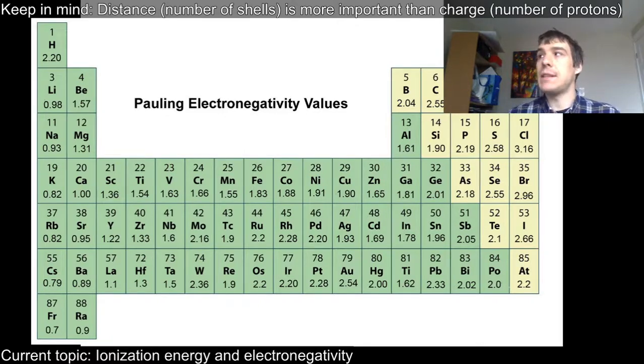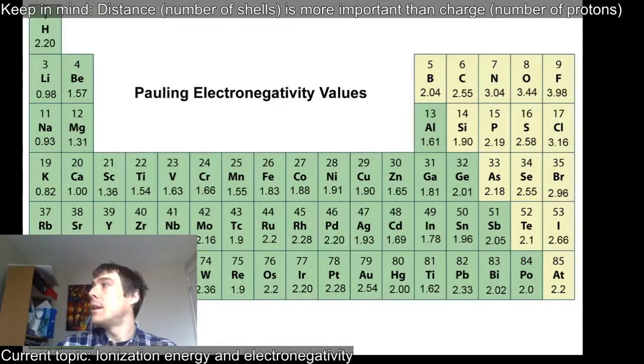But both of them have 6 shells. So very far out, and a relatively low charge in the nucleus, so very low effective nuclear charge. Up in the other corner, fluorine has 9 protons but only 2 shells. So those electrons are very close in. The effective nuclear charge is very high, so fluorine has a very strong pull for electrons.